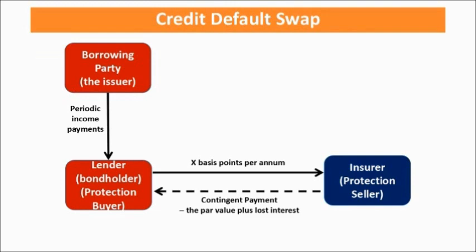So here, unlike the other swaps where both the parties exchange principal and interest or floating to fixed interest, the scenario is different. Here the protection buyer will give certain interest to the protection seller, the insurer, but in return the insurer, or protection seller, will not pay the amount all the time.